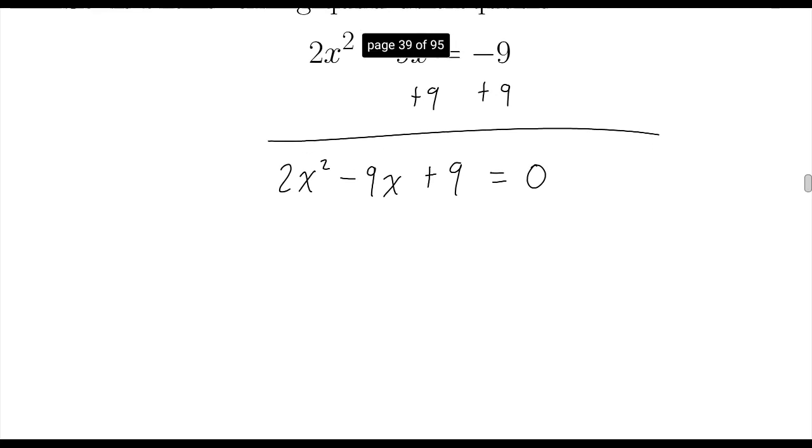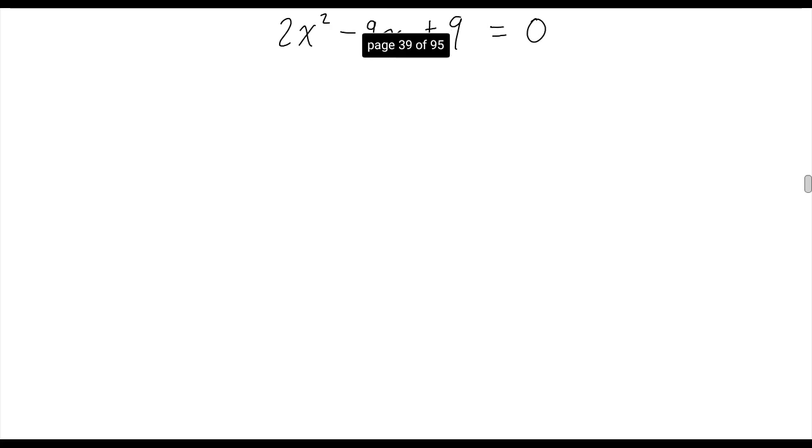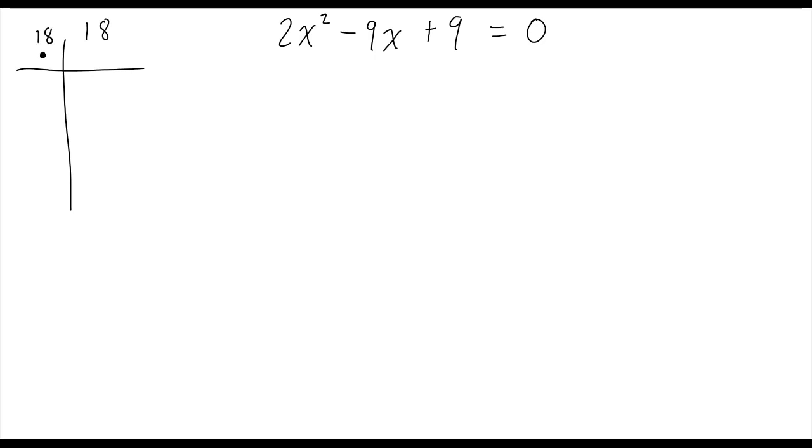Okay, I'm going to use the AC method. So maybe you remember the AC method. You take A, or the first number, and C, the last number on the left side, and you multiply them together. 2 times 9 is 18. So I need two numbers that when they multiply together, they equal 18, but when I add them together, they equal the middle number here, -9. So they add together to be -9.